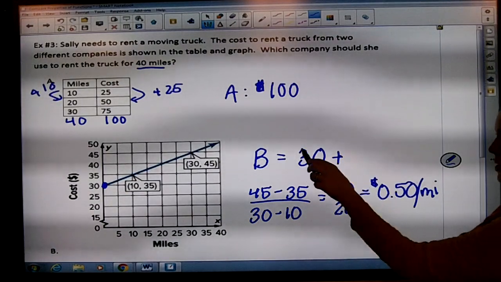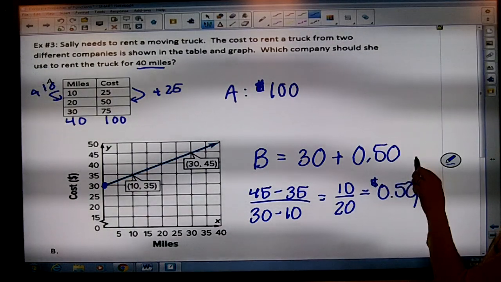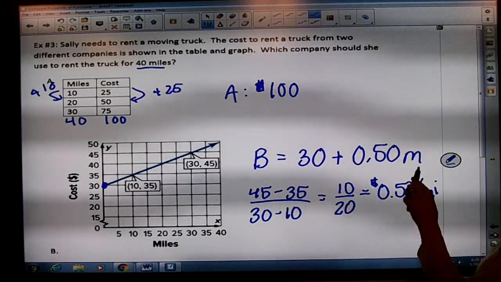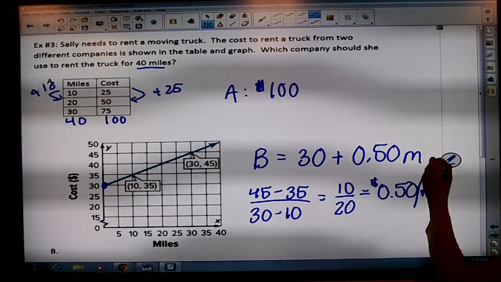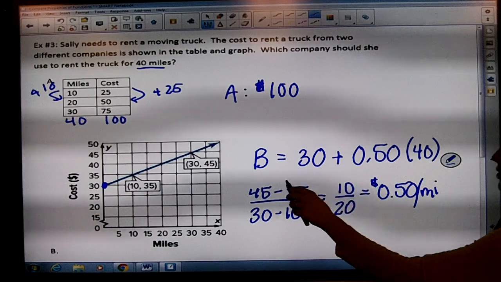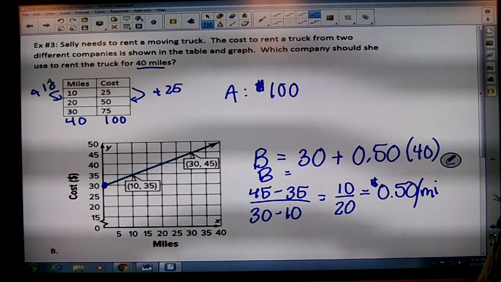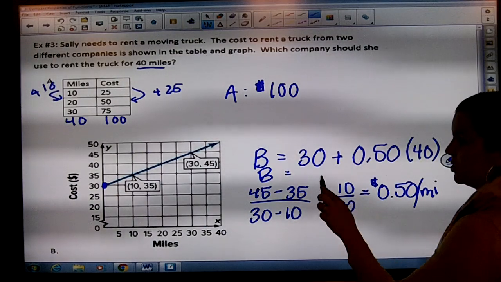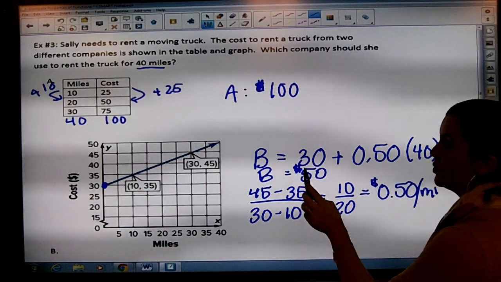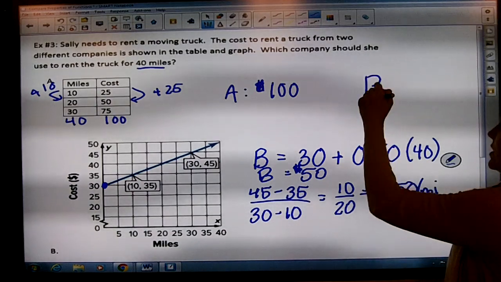Let's write an equation. So $30 plus 50 cents for every mile. Let's call those M. And we need to go 40 miles. So we can replace M with 40 and calculate how much company B is going to charge. So 40 times 50 cents is $20 plus $30 just to use the truck. So company B is going to charge $50, whereas company A is going to charge $100. Which company should she choose? She should choose company B.